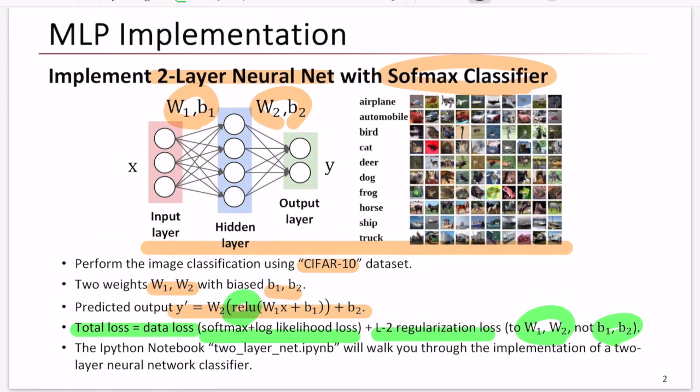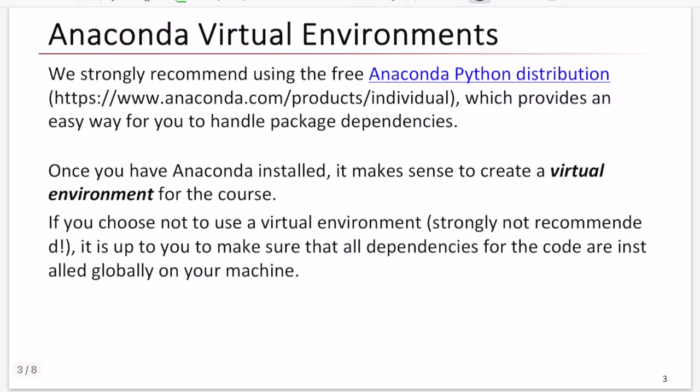The IPython notebook two-layer-net.ipynb will work with you through the implementation of the 2-layer neural network classifier. It's not from scratch, since we gave you skeleton code. Just work with this IPython notebook. We currently suggest using the Anaconda Python distribution, which provides an easy way of handling package dependencies. Make sure to create the virtual environment.